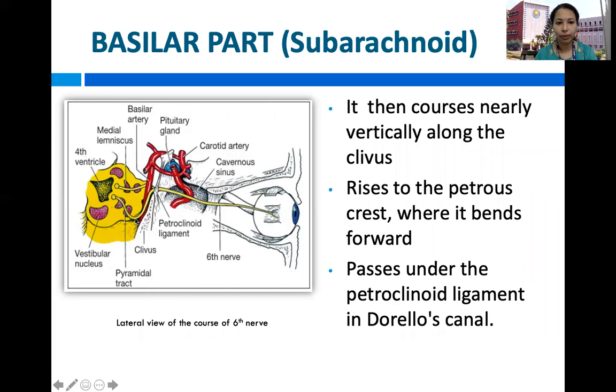After emerging out from the pons, the sixth nerve lies in the subarachnoid region, and this part is known as the basilar part of the sixth nerve. Here it courses nearly vertically along the clivus and rises to the petrous crest, where it bends forward and passes under the petroclinoid ligament, as you can see here, and it lies within this segment in the Dorello's canal. Here actually it can be affected because of petrositis or any conditions in the subarachnoid space.